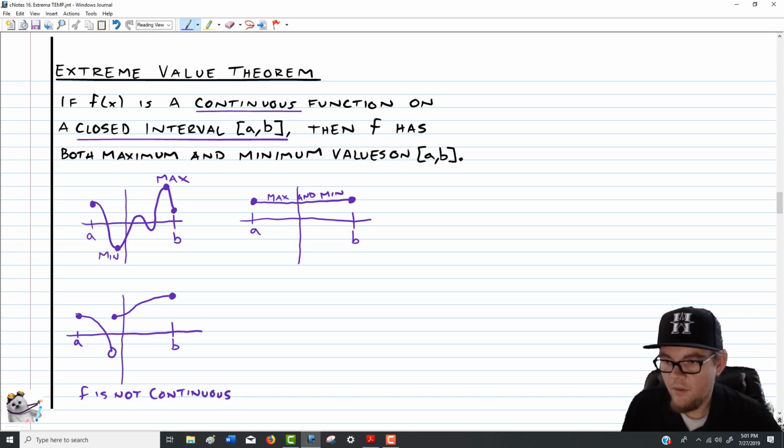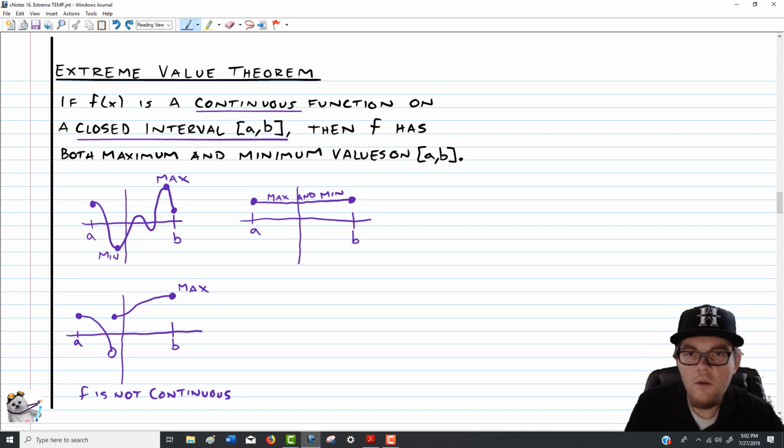Because of that jump, although there is a maximum value here, the minimum value is trying to occur right down there, what we said was -1. But because we're not including it, which is allowed by the discontinuity here, that tells us that there is no minimum. So right off the bat, we can see that the closed interval portion is an essential component of the extreme value theorem. It has to be there.